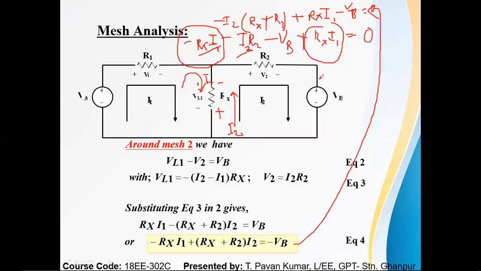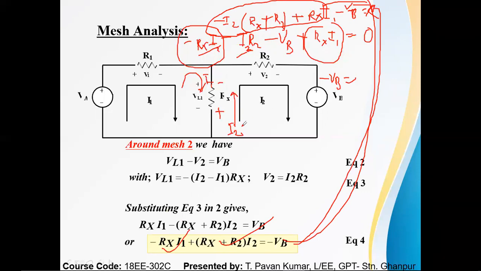If you observe, minus VB is equal to, I'm sending this part to the right side. It will be plus I2 R2, plus I2 Rx, right? Then this plus Rx I1 will become a minus Rx I1. So finally these two equations are the same. Based on your rules, you solve this writing of the loop equation.